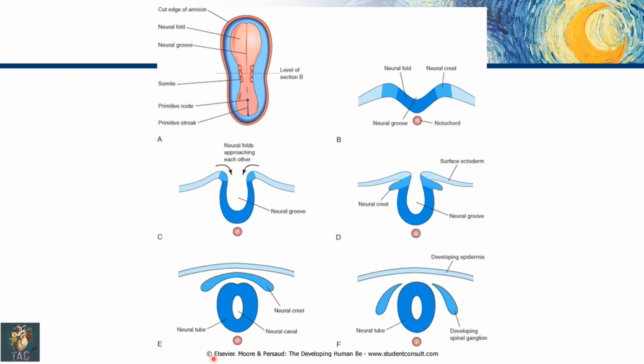So in this diagram you can see the closed neural tube, the neural crest cells, and the surface defect in the epithelium. The ectoderm has been closed and complete ectoderm is present over here. Also you can see the notochord which is present over here.